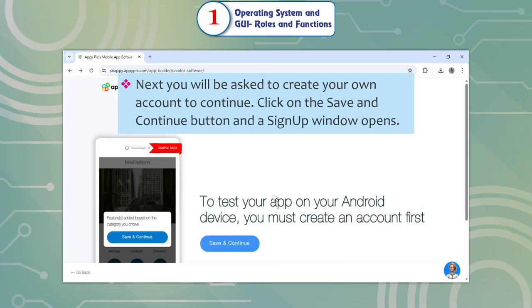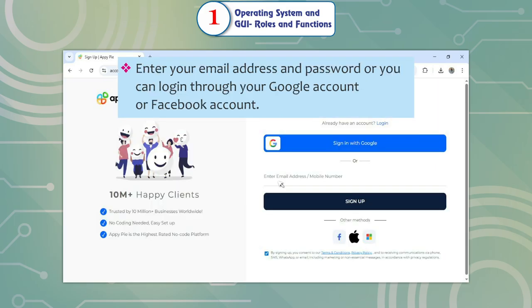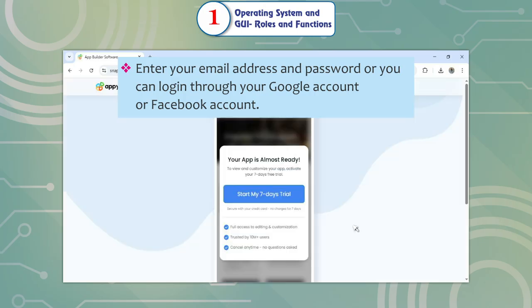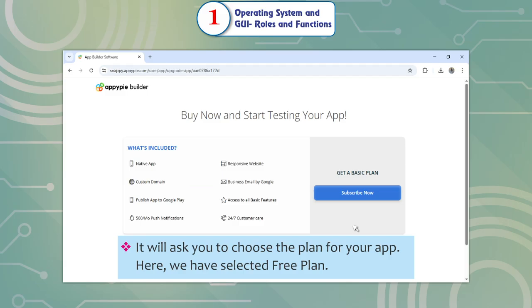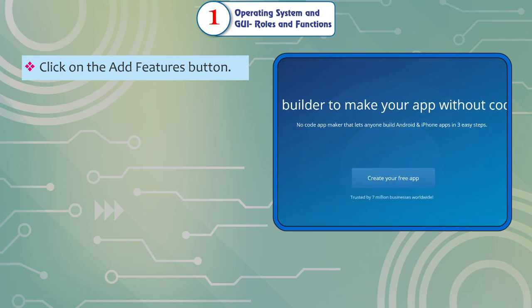Next, you will be asked to create your own account to continue. Click on the Save and Continue button and a sign-up window opens. Enter your email address and password, or you can log in through your Google account or Facebook account. It will ask you to choose the plan for your app. Here we have selected Free Plan. Click on the Add Features button.